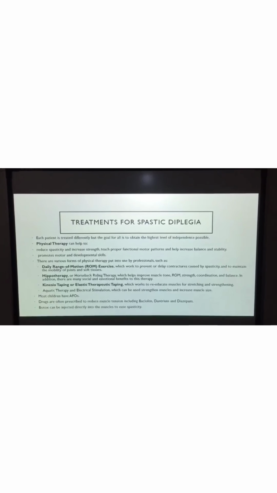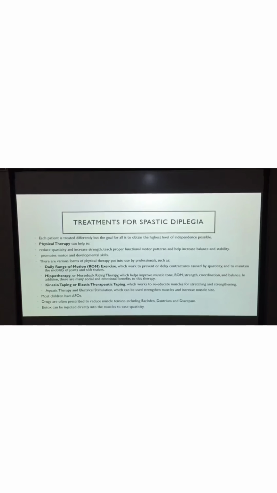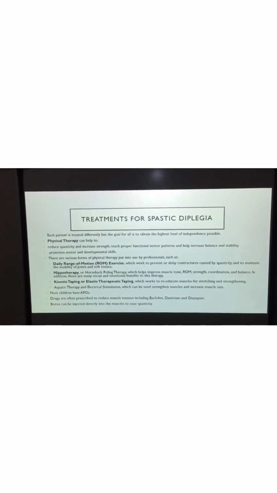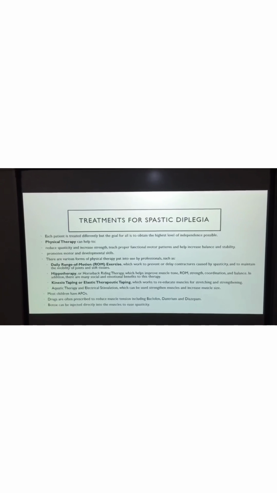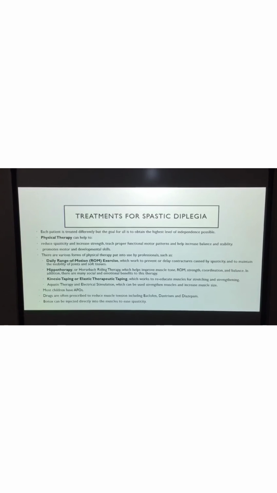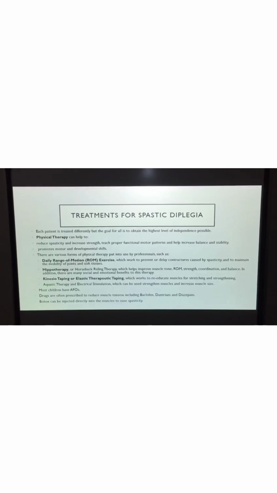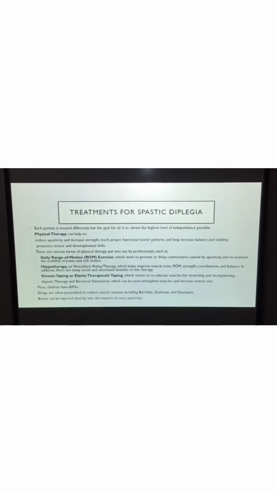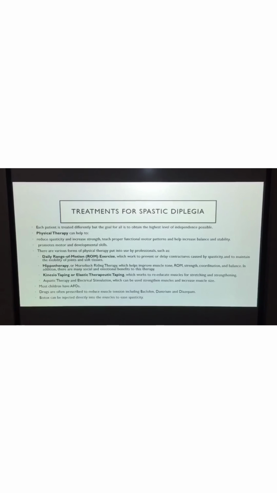There are various forms of physical therapy put into use by professionals, such as daily range of motion exercise, which works to prevent or delay contractures caused by spasticity and to maintain the mobility of joints and soft tissues. Hippotherapy, or horseback riding therapy, helps improve muscle tone, range of motion, strength, coordination, and balance. In addition, there are many social and emotional benefits to this therapy.